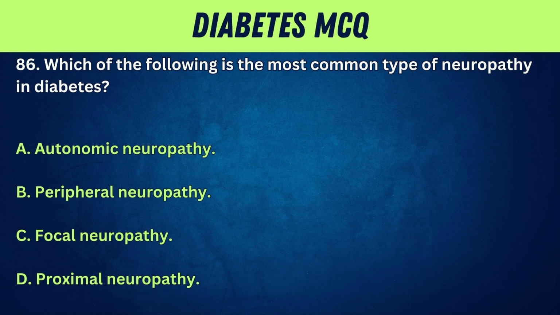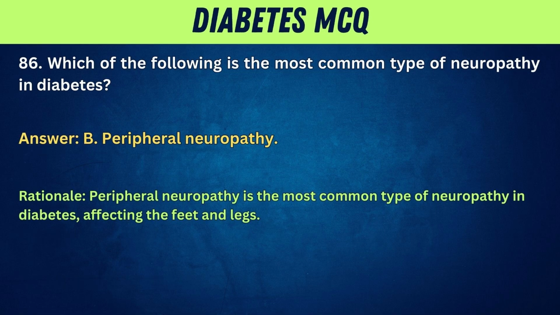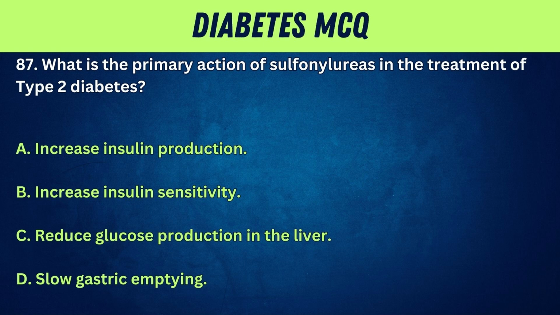86. Which of the following is the most common type of neuropathy in diabetes? A. Autonomic neuropathy. B. Peripheral neuropathy. C. Focal neuropathy. D. Proximal neuropathy. Answer: B. Peripheral neuropathy. Rationale: peripheral neuropathy is the most common type of neuropathy in diabetes, affecting the feet and legs.